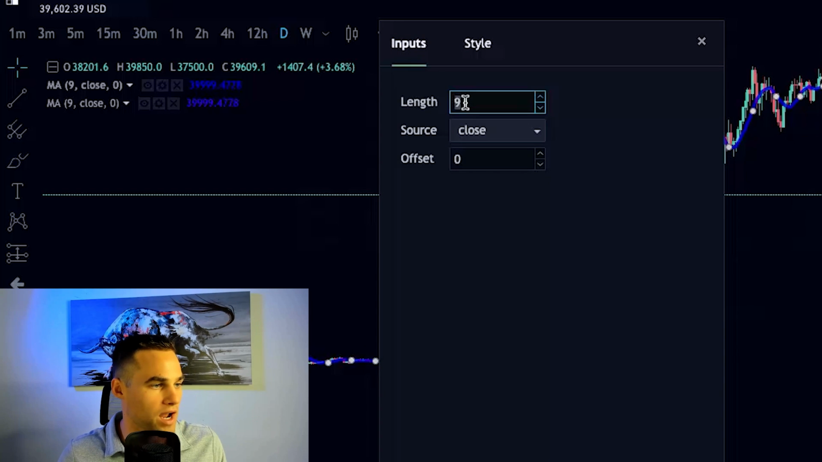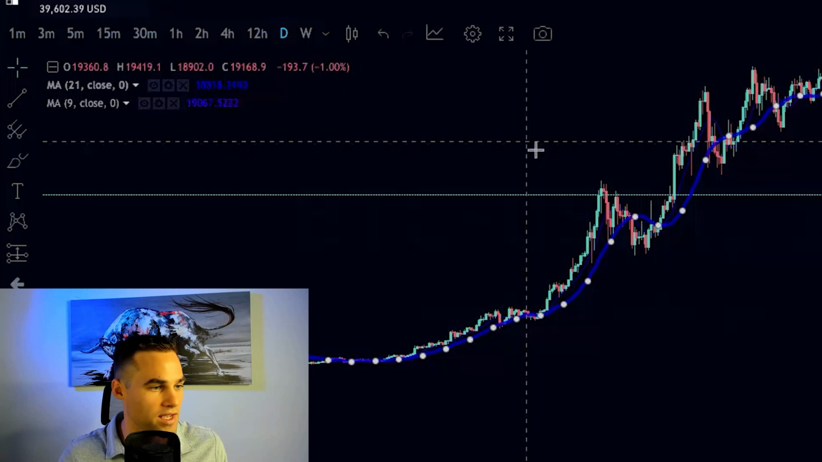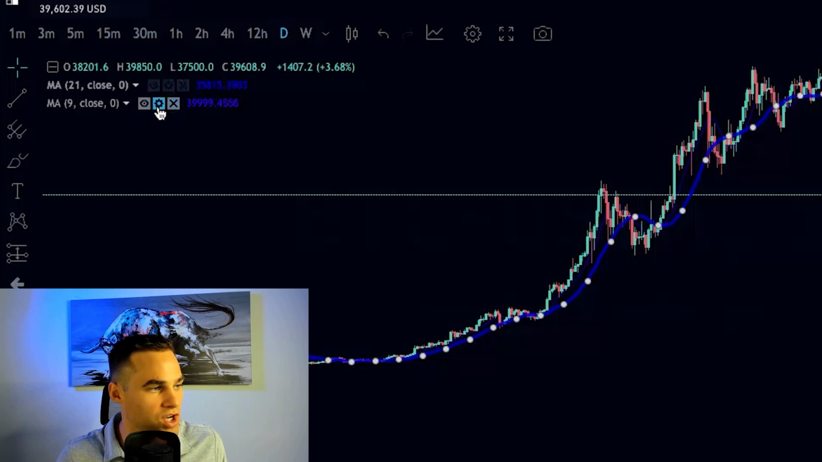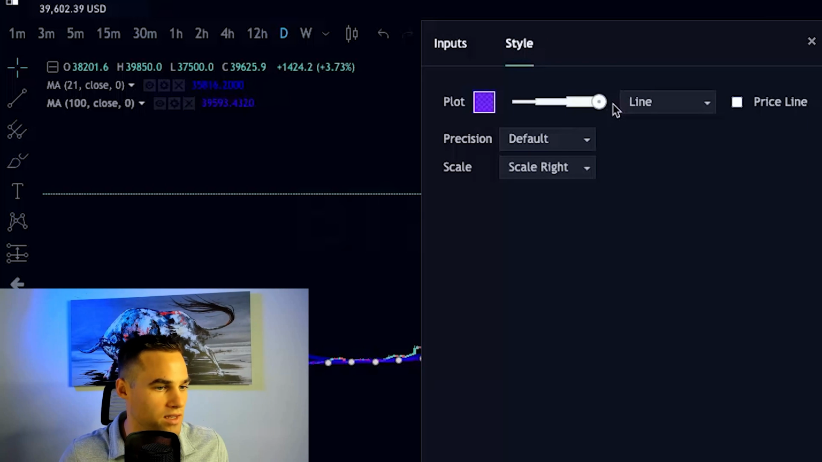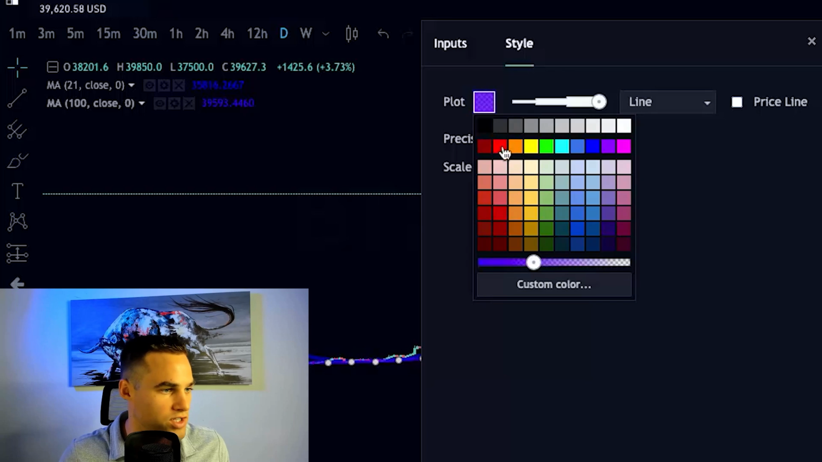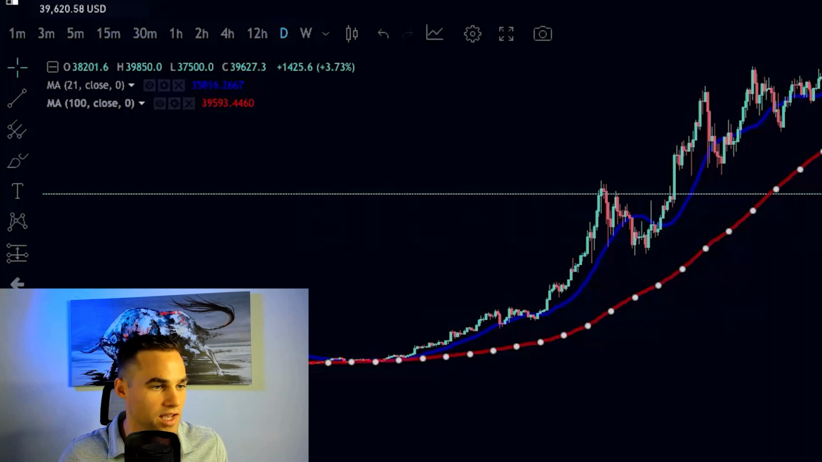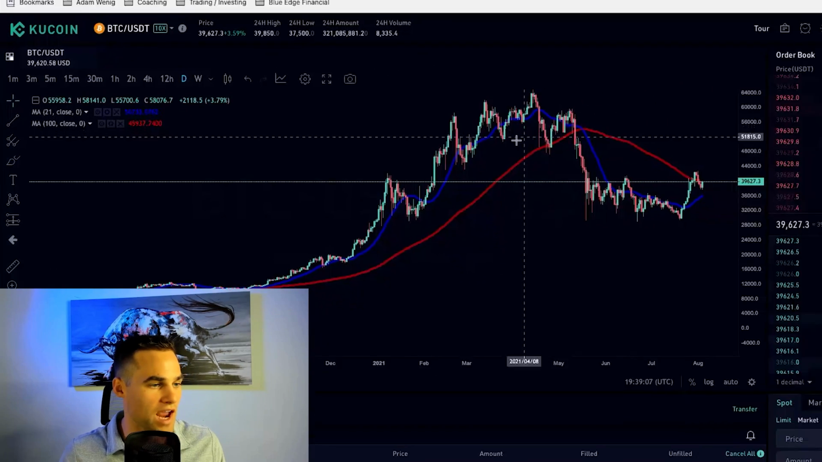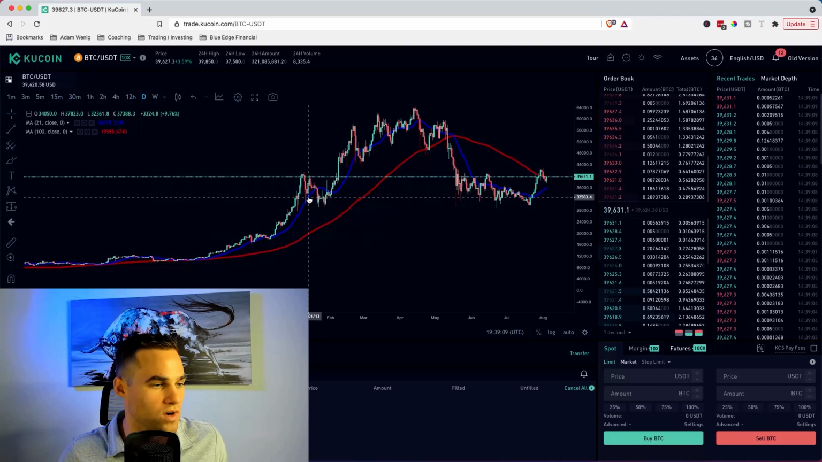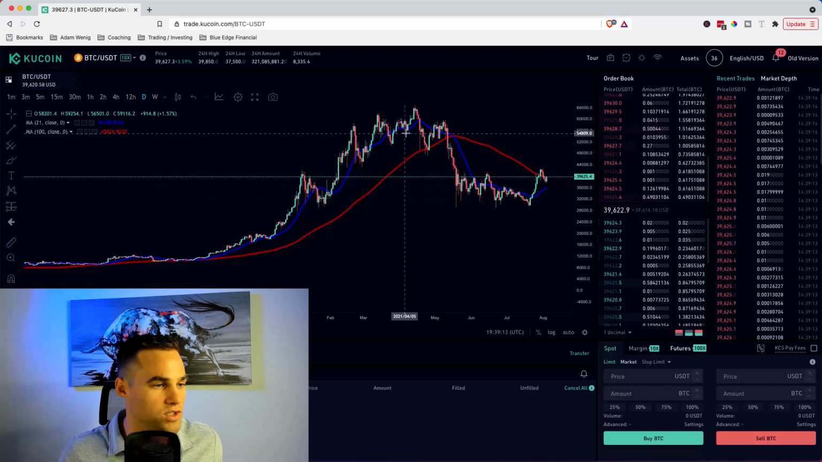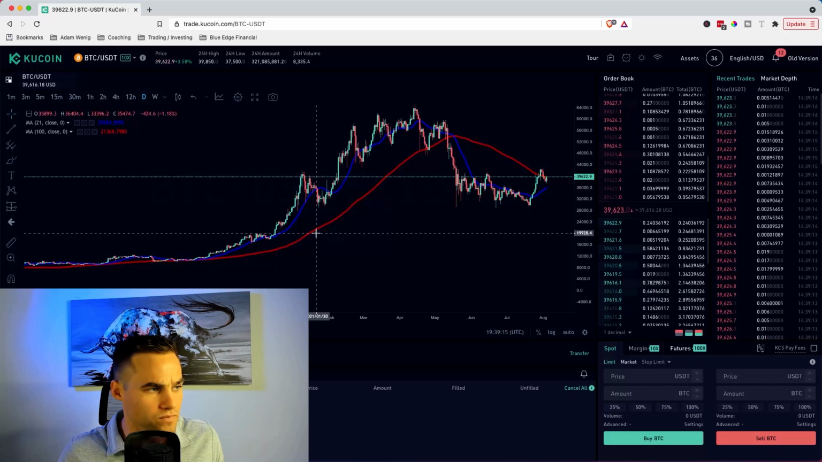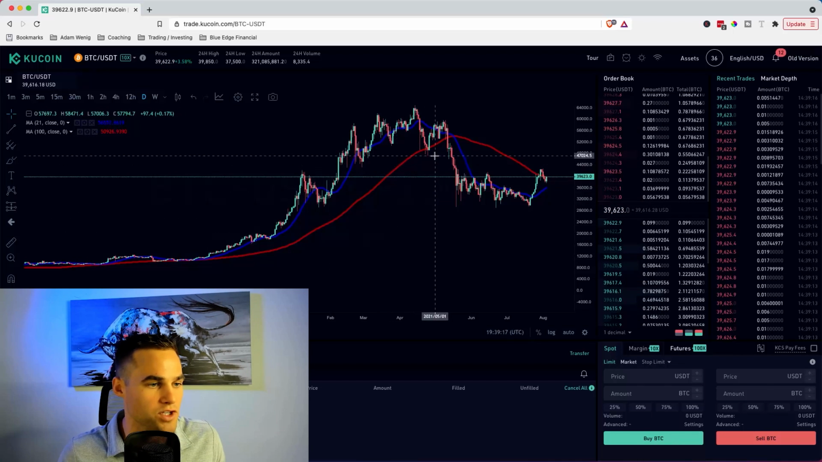And then for the input, I'm going to put this to 21. So this is going to be my fast moving average. And then I'm also going to make my slow moving average 100, and I'm going to make it bigger like this. I'll also change the color so it's a little bit easier to see. Okay, so now I have these two moving averages. The blue one is the fast one, which basically means it's going to be closer to the closing price. And the red one is my slow moving average, which is going to be smoother.